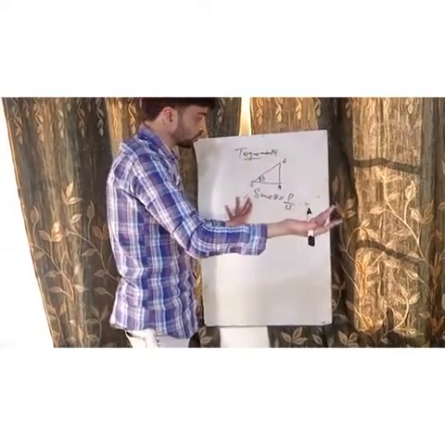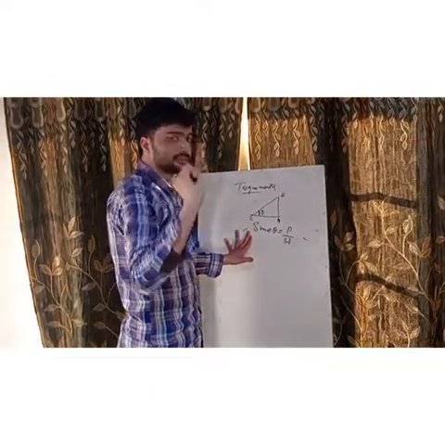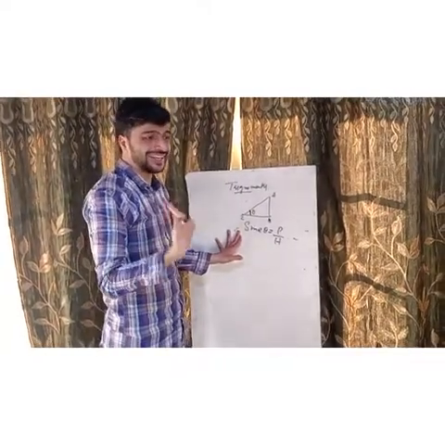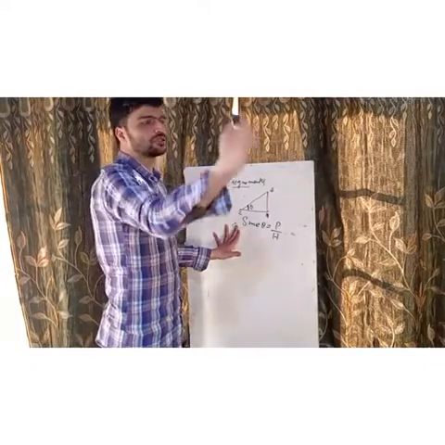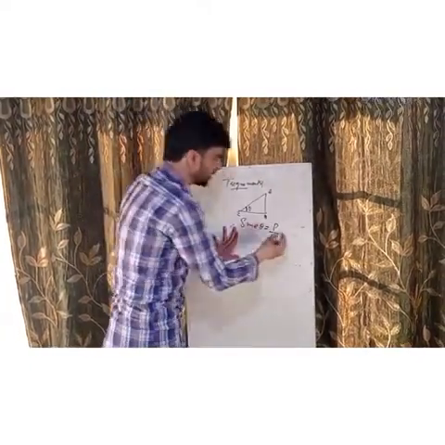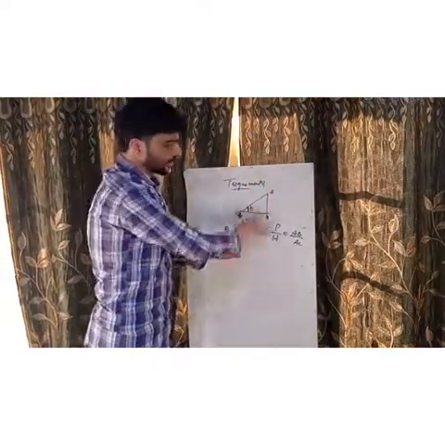I have already told you what perpendicular is. It is the side opposite to the angle which is in our consideration. Here angle theta is in our consideration. So the opposite side is AB. So AB is perpendicular and hypotenuse is AC. So we can find sine theta.